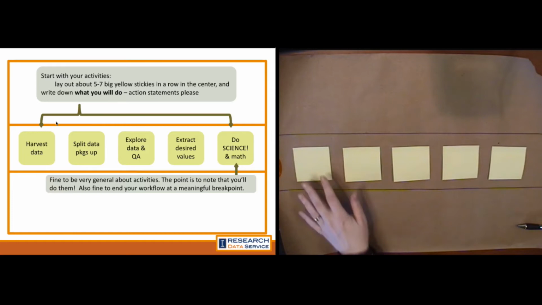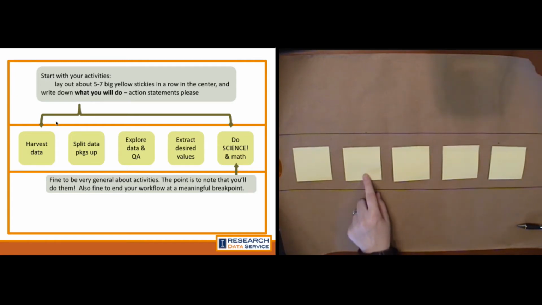Sometimes it's helpful just to start writing down what's the first thing that you're going to be doing, and then what's the last thing, and then filling things in the middle. So I'm going to give you about 2 minutes to just write down some action statements. So for example, we see in the slides, like, harvest data, split the data packages up.